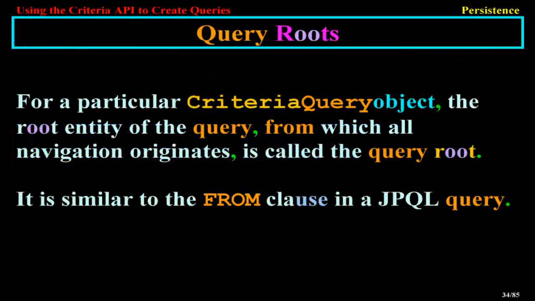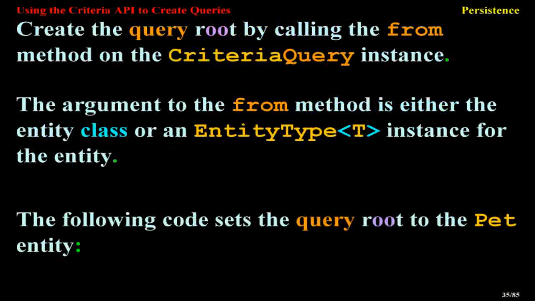Query roots. For a particular CriteriaQuery object, the root entity of the query, from which all navigation originates, is called the query root. It is similar to the from clause in a JPQL query. Create the query root by calling the from method on the CriteriaQuery instance. The argument to the from method is either the entity class or an EntityType instance for the entity.